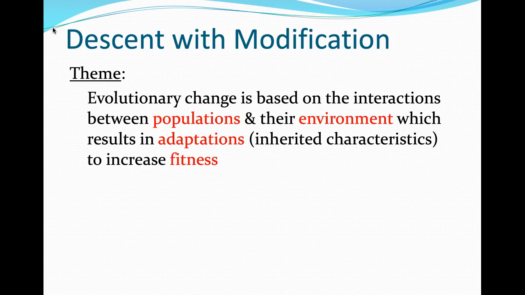The theme of Chapter 19 is descent with modification. What that means is that there is evolutionary change based on the interactions between populations and their environment, which results in adaptations that increase a species' fitness. Now, all the terms that are in red, you do need to know the definitions for those.